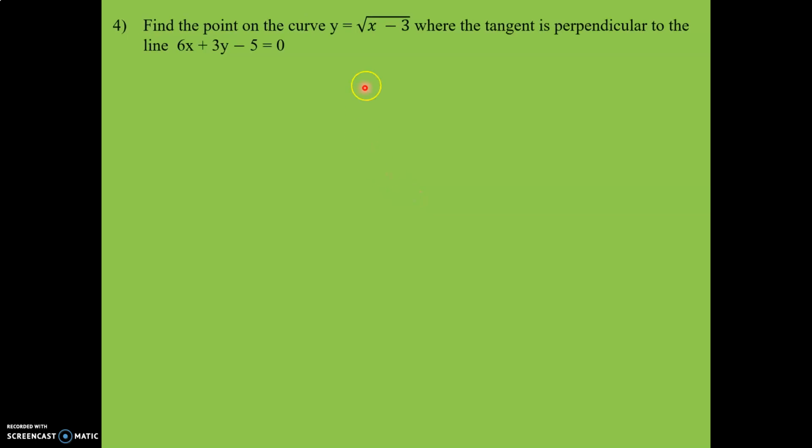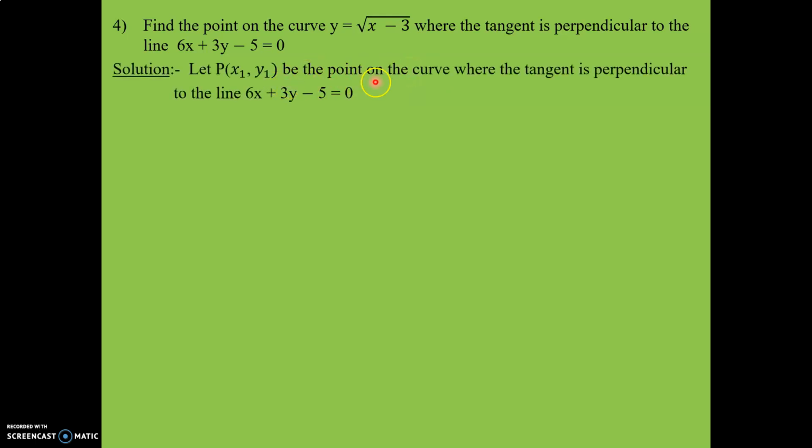Next question is, find the point on the curve y equal to root of x minus 3 where the tangent is perpendicular to the line 6x plus 3y minus 5 is equal to 0. So here you have to find that point. X1, y1 is not given, that you have to find out. But one curve is given, and the curve's tangent is perpendicular to the line. One line is also given.